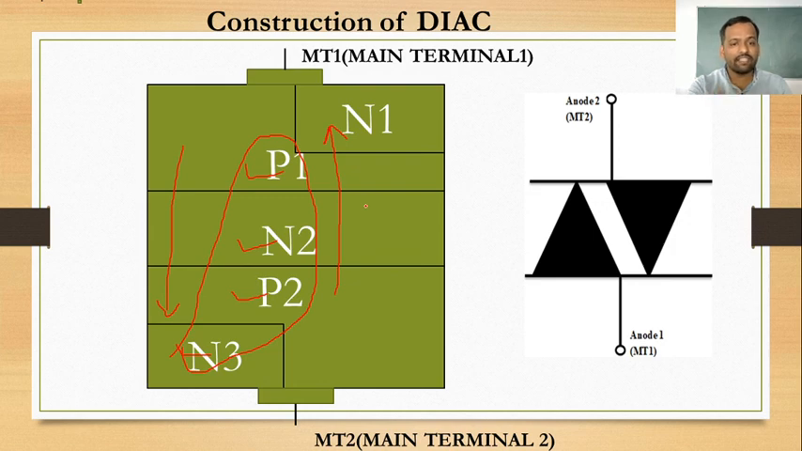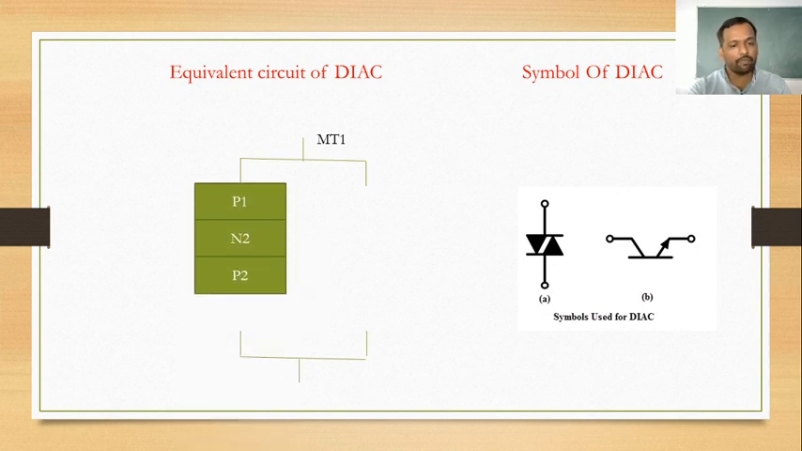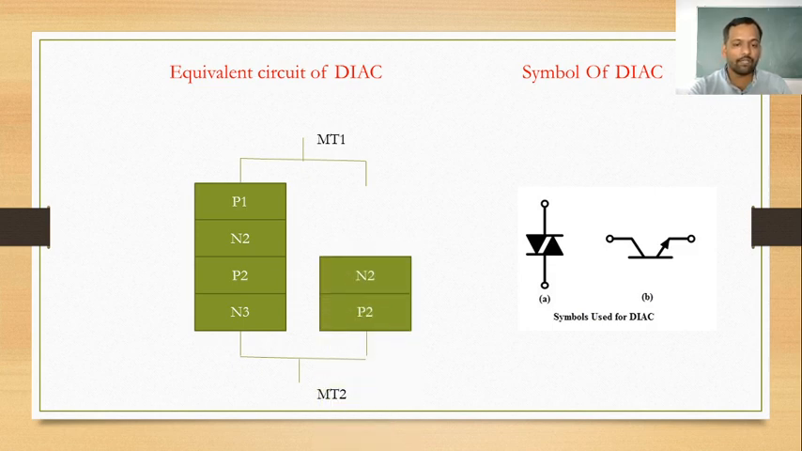Now, if we divide this structure into two SCRs, that is P1, N2, P2, N3 as the first SCR, and P2, N2, P1, N1 as the second SCR, then the structure will look like this. If MT1 is positive and MT2 is negative, then current will flow through P1, N2, P2 and N3. And if MT2 is positive and MT1 is negative, then current will flow through P2, N2, P1 and N1. This is the equivalent structure of the DIAC.